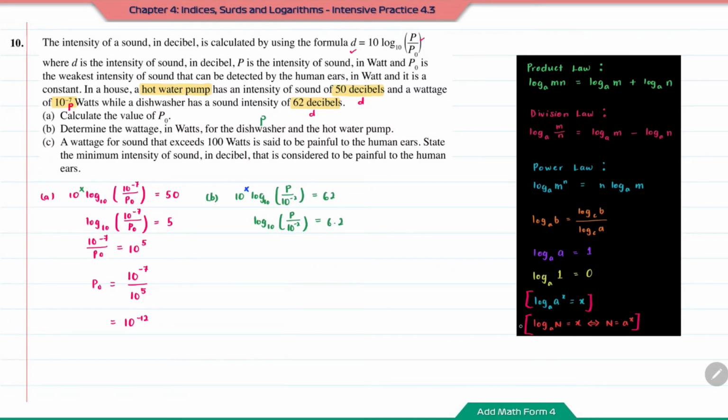Next, we can use these rules again. We're going to change these logs to index form. Therefore, it's going to be P over 10 to the power of negative 12 equal to 10 to the power of 6.2. So to find the P, it is going to be 10 to the power of 6.2 multiplied by 10 to the power of negative 12. So solve this using a calculator and you're going to get the answer of 1.5849 times 10 to the power of negative 6.